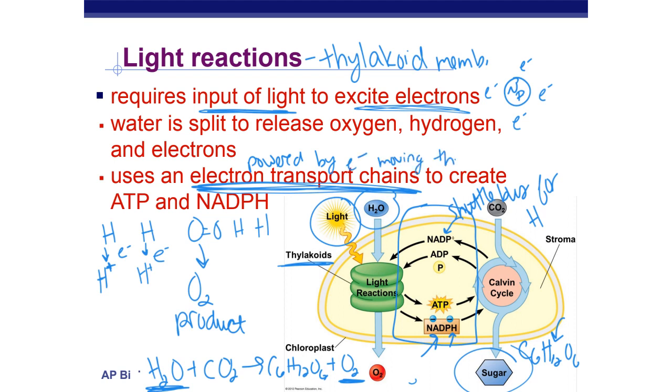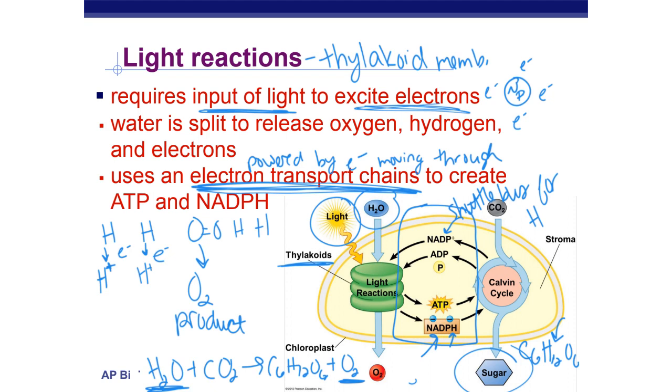So I need electrons to come from somewhere. Well, electrons come from the sun, right? The light energy excites those electrons. They hop into that electron transport chain and they power it. And that electron transport chain is now going to create ATP and NADPH for that plant. So I used my water and I used my light and I produced my oxygen. Okay? All this is happening on the thylakoid membrane.